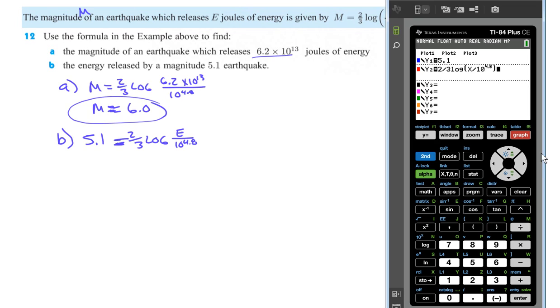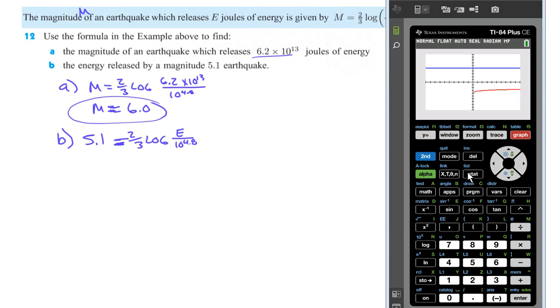All right, now graph. Let's just cross our fingers that these two are going to show up in a reasonable spot on our graph. Ooh, that's going way out there, isn't it? Oh, guess what? That's 6.2 times 10 to the 13th. So this is going to end up crossing way, way, way out there. So we're going to have to come up with a better way to do this.